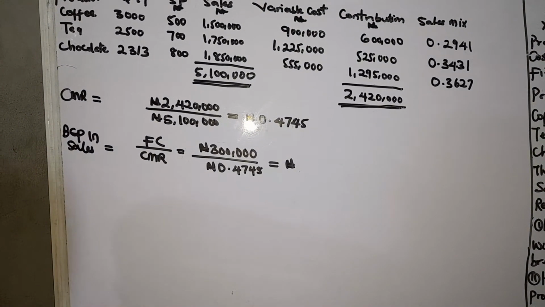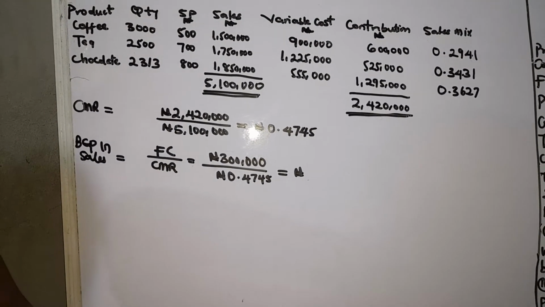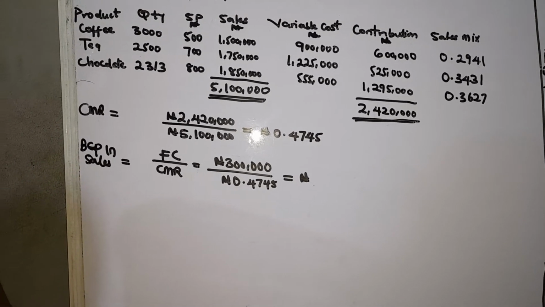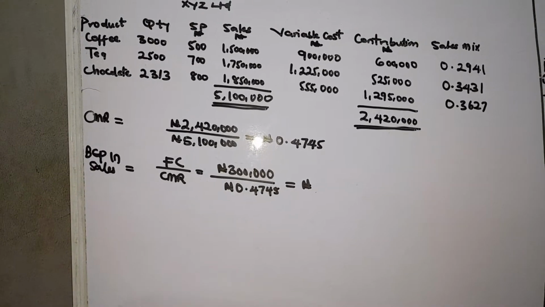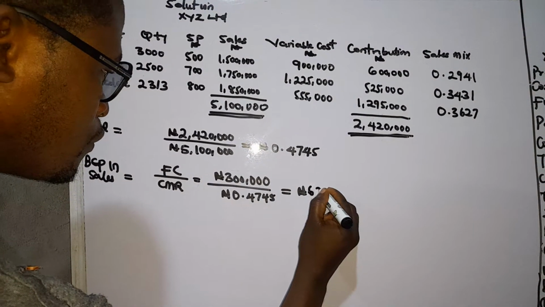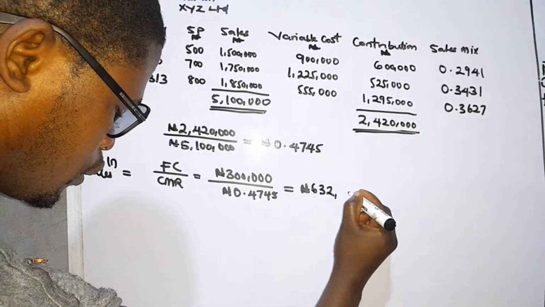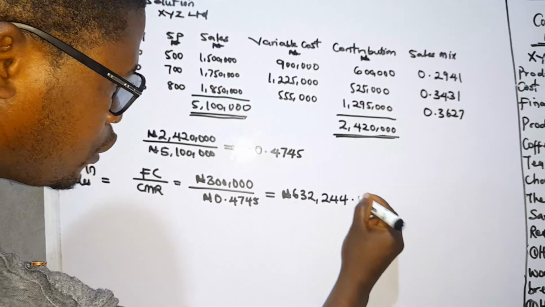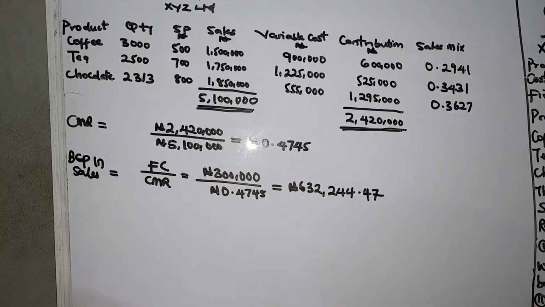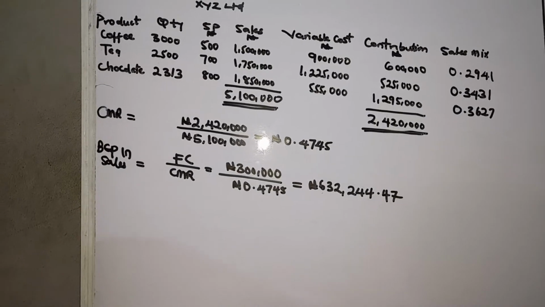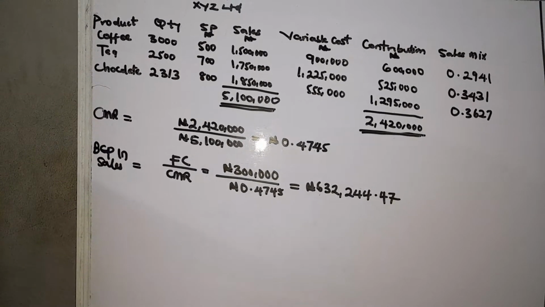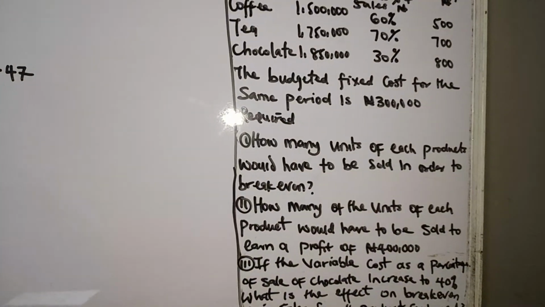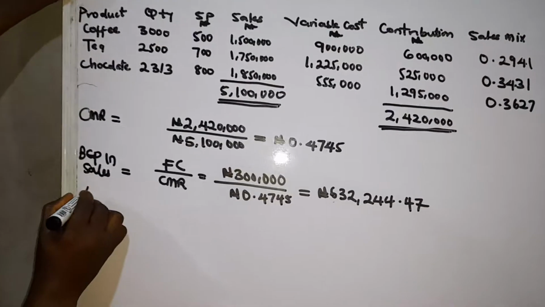So this will give me my break-even value in sales. My break-even in sales: 300,000 divided by 0.4745. So that gives me 632,244.47. So this is my BEP, break-even point in sales. But the examiner is asking us for what? The units. So I will now do the apportionment of this.